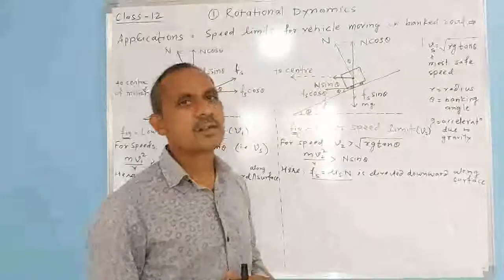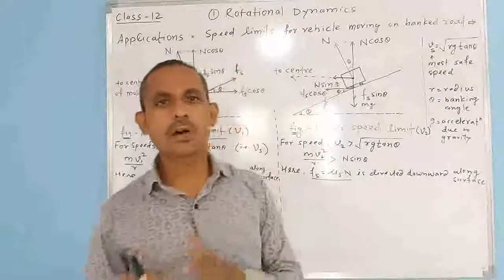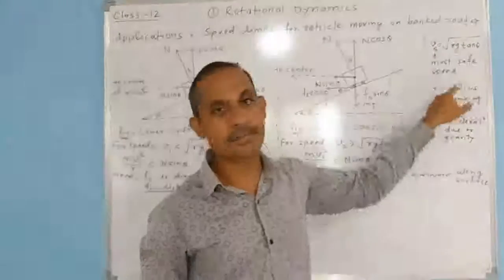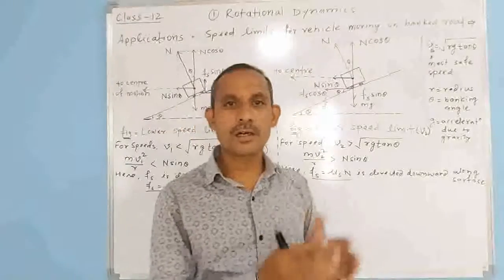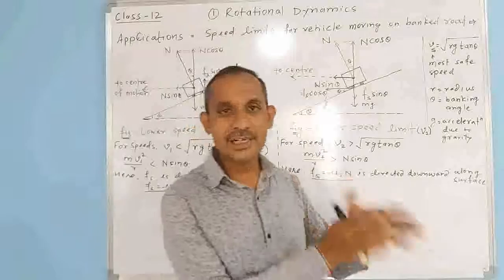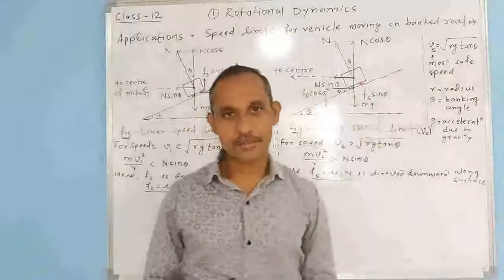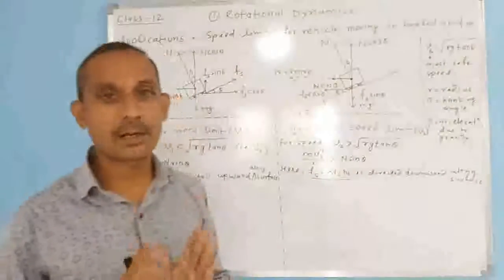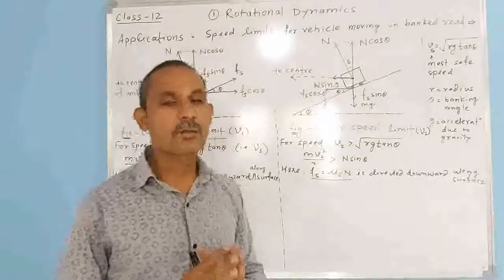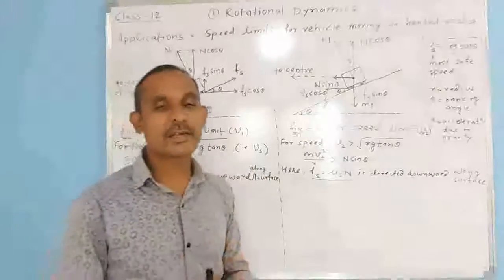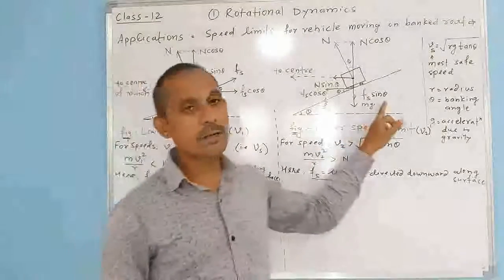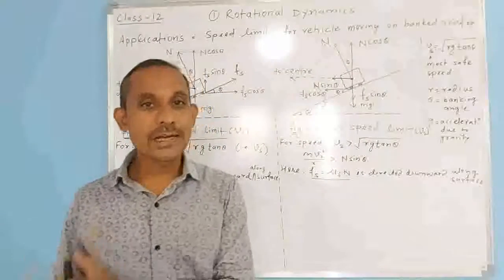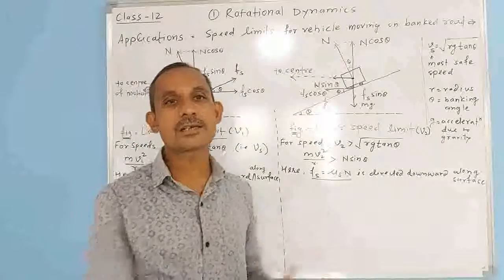But practically, most of the time the vehicle will not move exactly with this speed Vs, the most safe speed. The vehicles may move with lower speeds or higher speeds than the most safe speed. So now we can continue the same topic, the banked road. For the given banked road, there may be a lower limit of the vehicle's movement and an upper limit of the vehicle's movement.